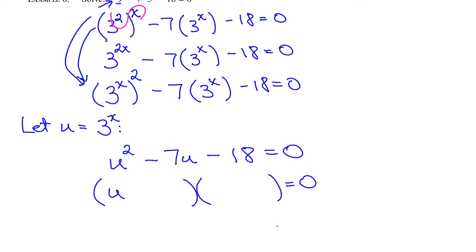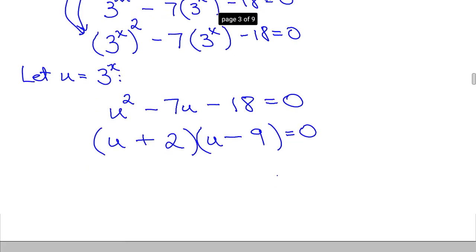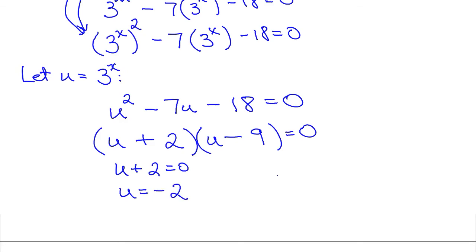We get u and u. What two numbers multiply to give you 18 and subtract to give you 7? That would be 9 and 2. The 9 needs to be negative, the 2 needs to be positive. Set each of these factors equal to 0 and solve. So we get u is equal to negative 2, and then u minus 9 equals 0 gives me u equals 9.